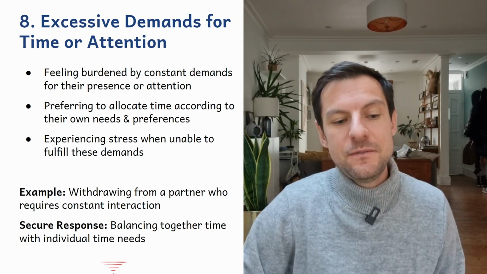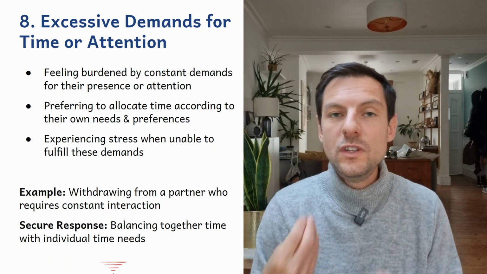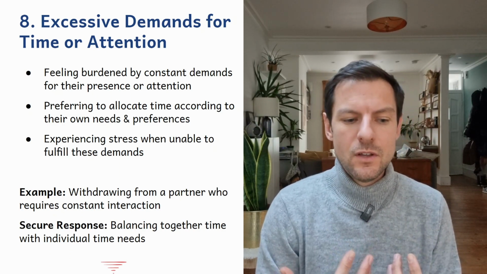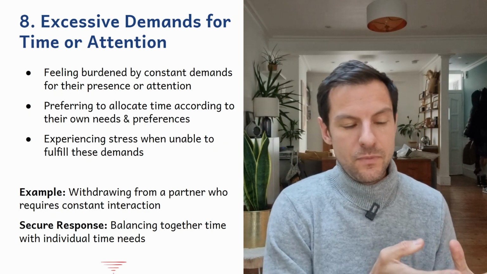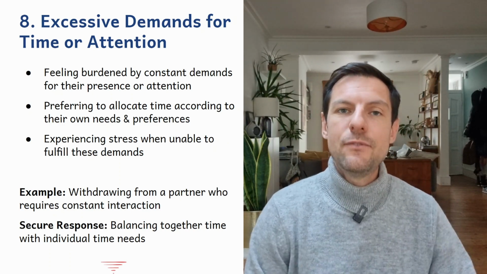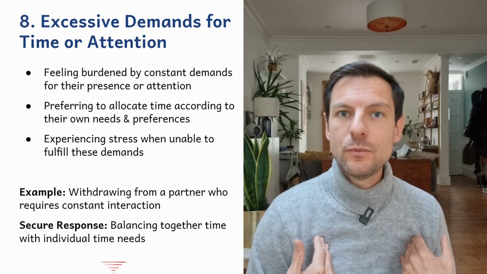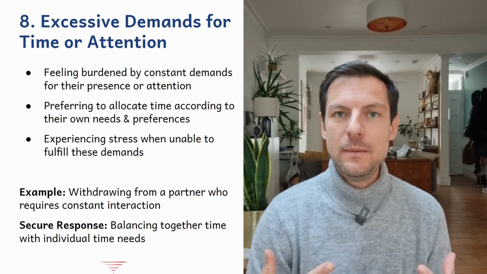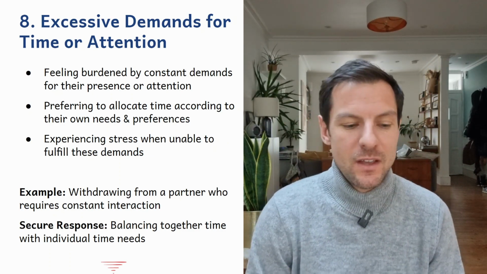Number 8, excessive demands for time and attention. Obviously, if you have an anxious attachment style, this is one you need to work on. Because for an avoidant person, constant demands for presence or attention can feel like a burden. They will allocate time based on their needs, and they have a stronger need to be alone compared to someone who's anxious. An avoidant person needs to learn how to be okay spending time with people, and what it means to spend quality time.